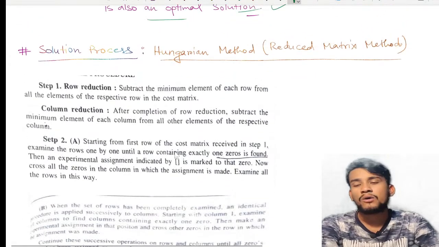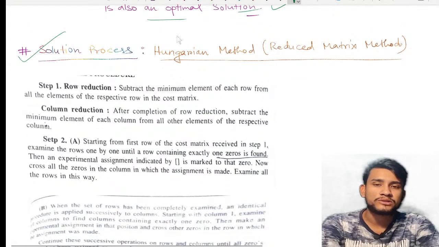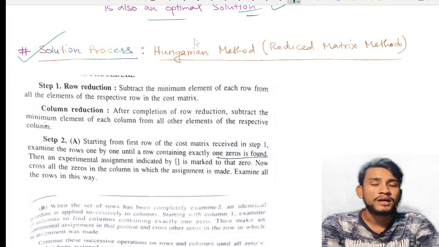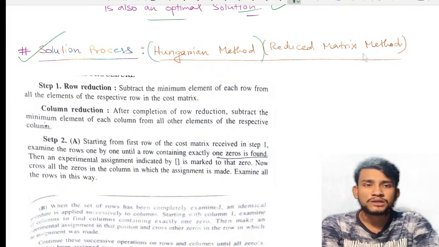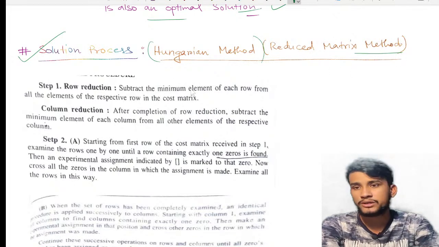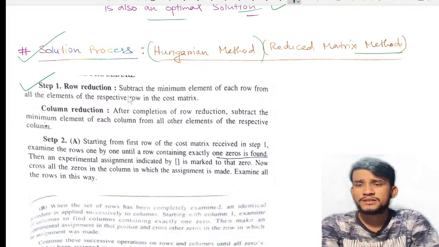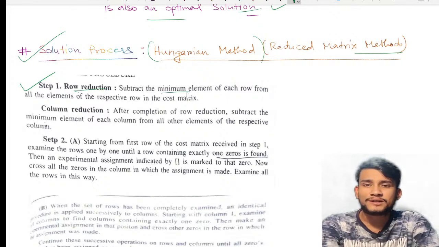Okay, now we come to the solution procedure of the assignment problem. The solution method is known as the Hungarian method, the reduced cost matrix method. So the steps for the Hungarian method are: step 1 is first row reduction. Subtract the minimal element.